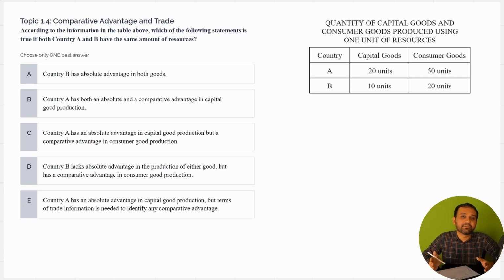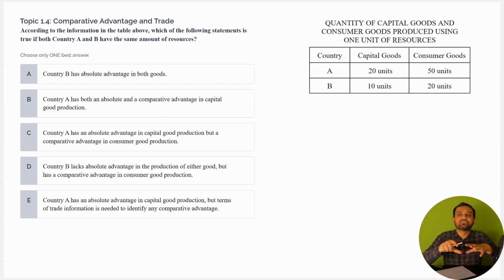This question is about comparative advantage and trade, and it is one of the easier questions that you can come across in your AP Microeconomics exam. So let's get started. If you look at the options that are available to you, there are 2 concepts that spring out. One is comparative advantage, another is absolute advantage. We'll start with the latter because that's really easy to find out.